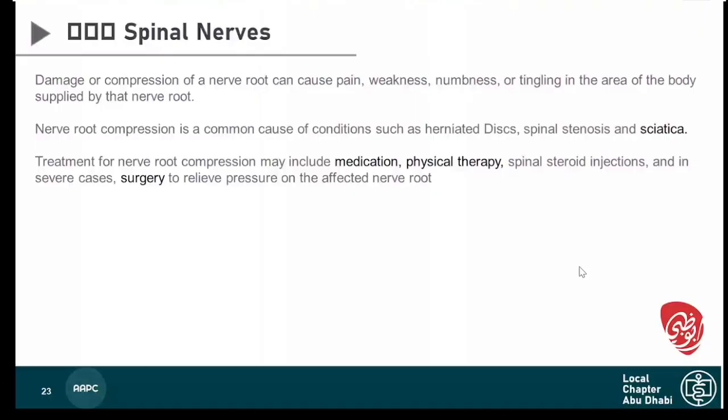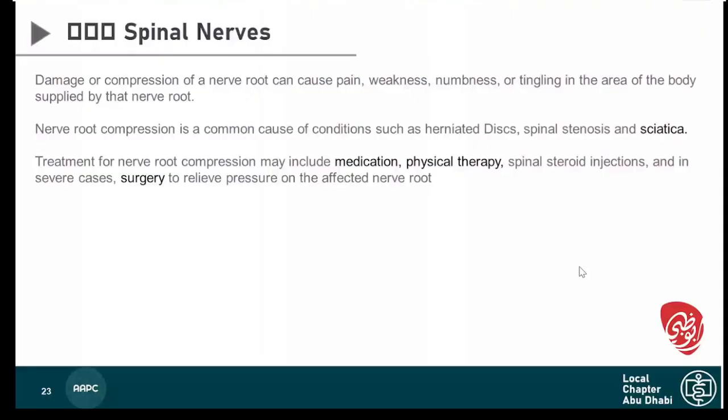So for that we have to do decompression of the spinal nerve root. It is performed by a neurosurgeon. The treatment for nerve root compression may include medication, physical therapy, and spinal steroid injection. That means epidural injection and facet injection, and in severe cases, surgery to relieve pressure on the affected nerve root. So this is about the spinal nerves.